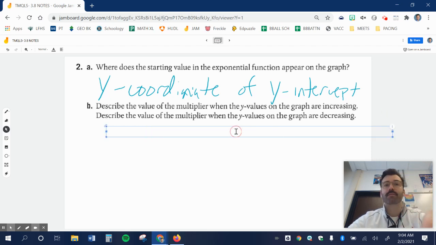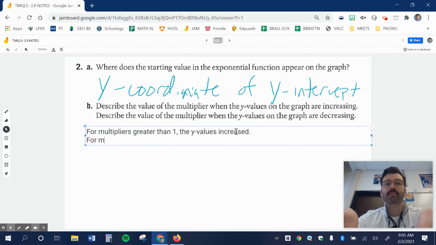But I'll say something like multipliers greater than 1, the y values increase, or multipliers less than 1.